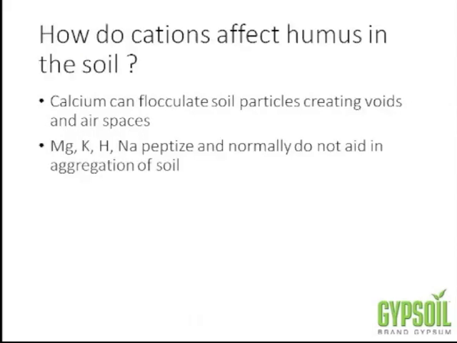How do these cations affect humus in the soil? Calcium, of course, is a flocculation nutrient. It's the biggest element, like I was showing before. It creates voids and air spaces in the soils. Your magnesium, your potassium, your hydrogen, sodium, normally are not going to aid in the aggregation of soil.